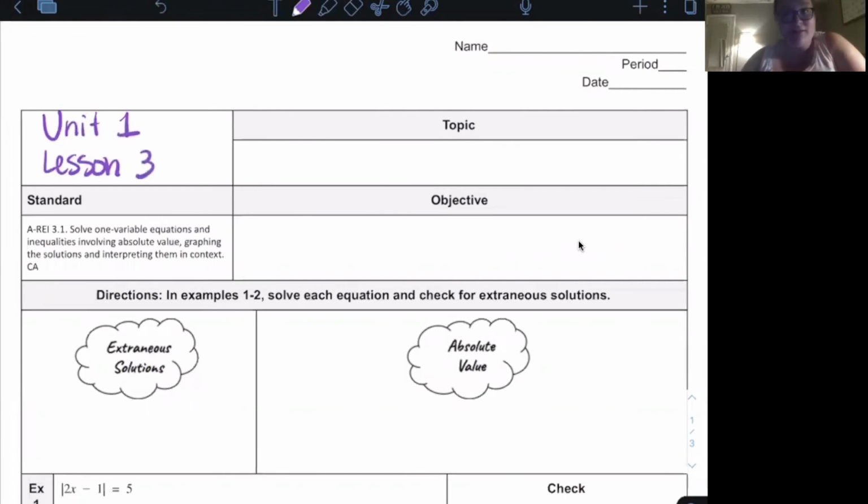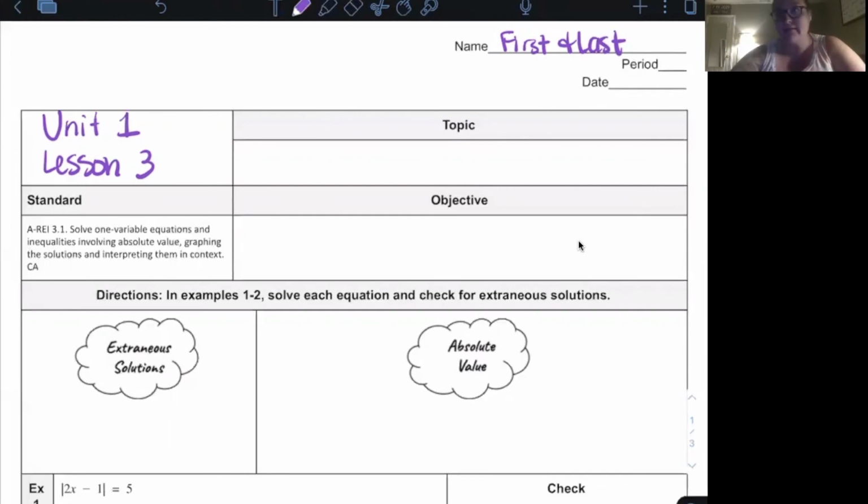This is just a friendly reminder that if you are doing your notes on paper, or even if you printed these guided notes out, you need to make sure that your first and last name are written at the top right-hand corner. The period and the date followed, please.